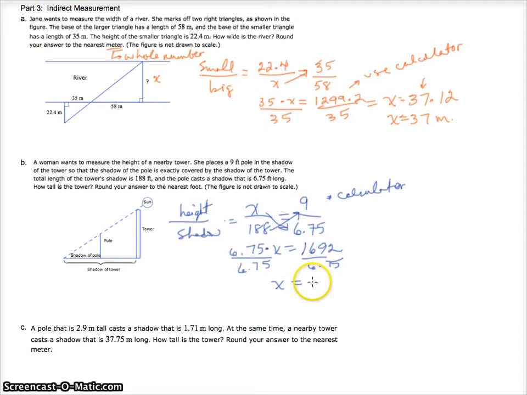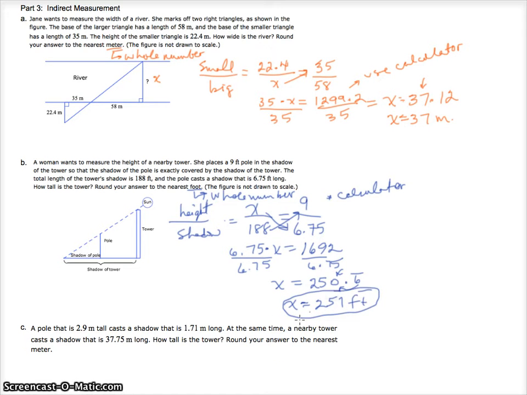The height of my tower is 250.6 repeating. I need to round to the nearest foot. Again, the nearest foot is the nearest whole number. My whole number is 0 in this case. The 6 is big enough, so x is going to be equal to 251 feet.